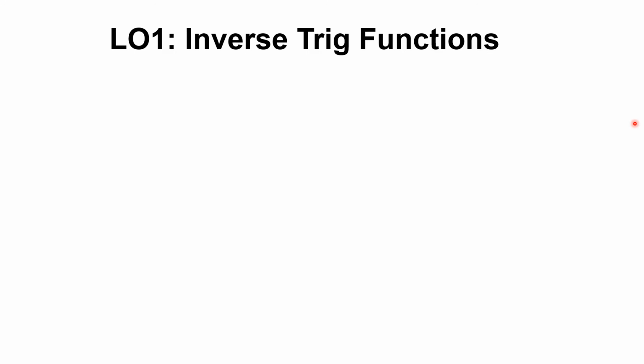Now we will look into how to integrate polynomial terms that will actually result in inverse trigonometric functions. So for example, if you integrate 1 over the square root of 1 minus x squared, it will actually give you sine negative 1 x plus c. Because when we differentiate sine negative 1 x, it will actually give us 1 over the square root of 1 minus x squared. So this is using the concept of anti-differentiation.